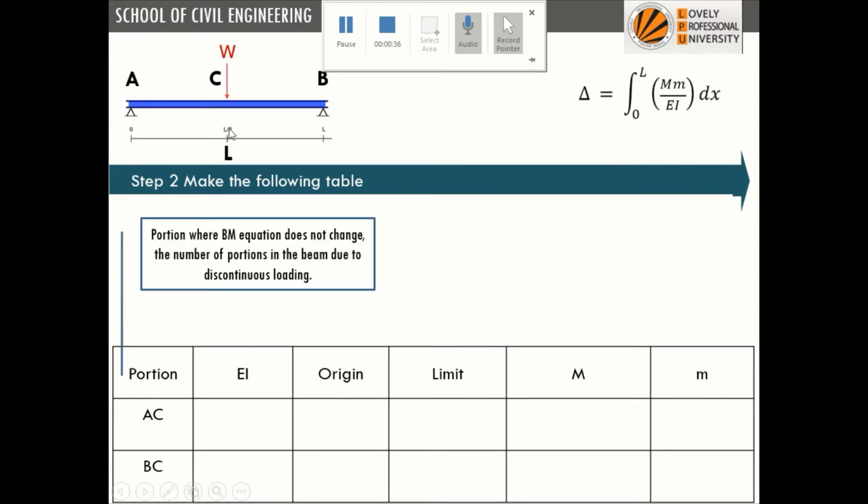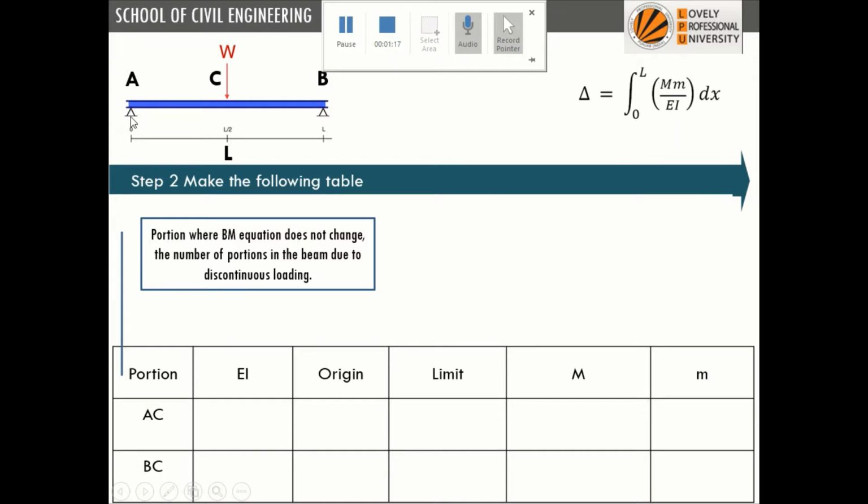So portion: we see that this is a beam having a point load at point C. Portion is, as per strain energy, where the bending moment equation does not change. Whenever there is a point load or a UDL starting or finishing, there will be a change in the bending moment expression. So we'll call it a portion. Portion we define as a part of a beam or a region in the beam where the bending moment equation does not change.